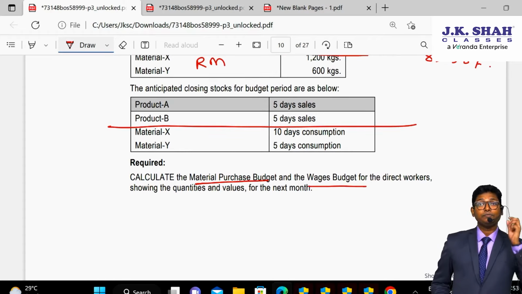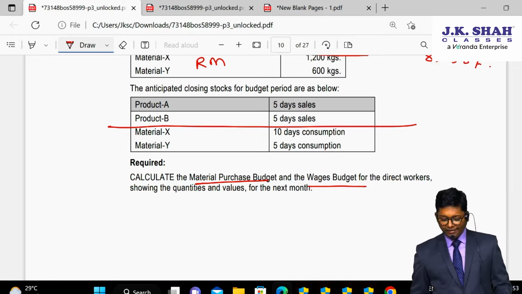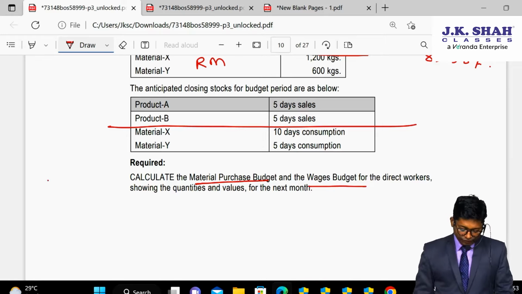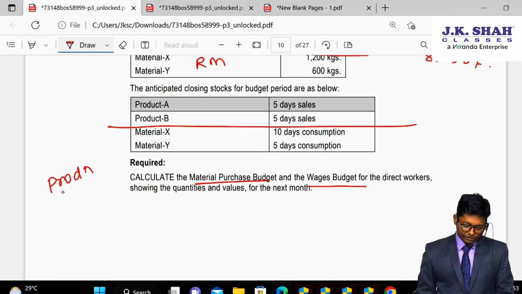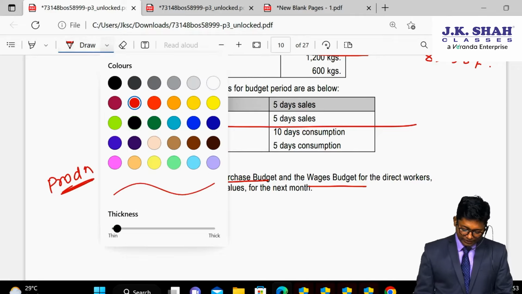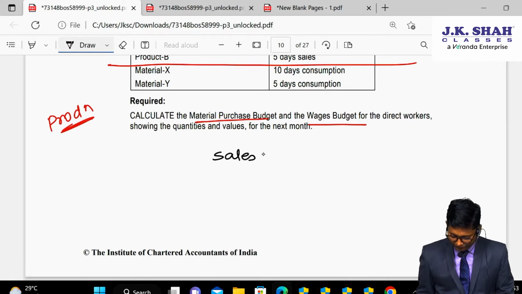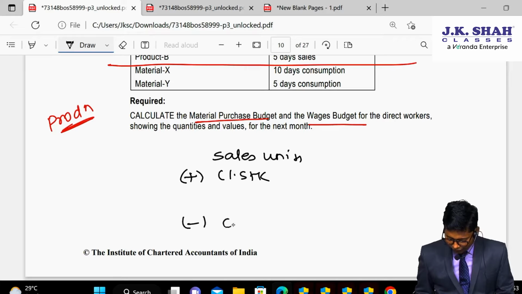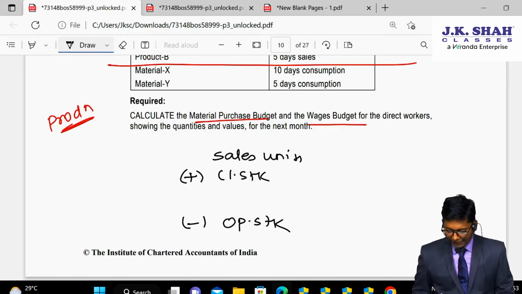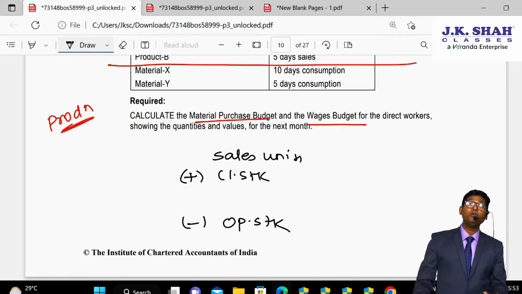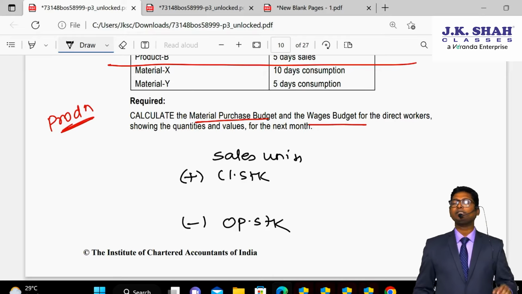But children, before preparing the purchase budget and wages budget, we need to find out the number of units to be produced, and the production budget can be prepared by using a simple formula where you should start with sales units. To sales units you should add closing stock, and after adding closing stock we should deduct opening stock, and this budget needs to be prepared for both the products.